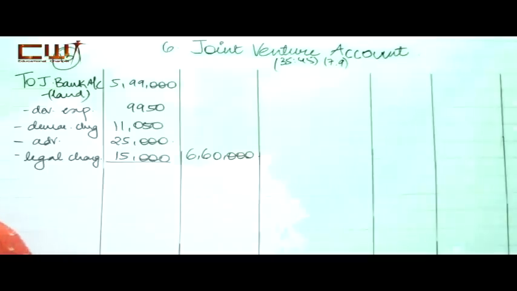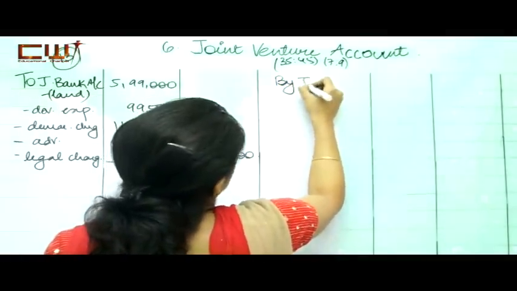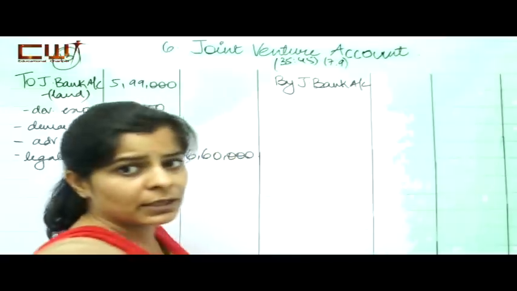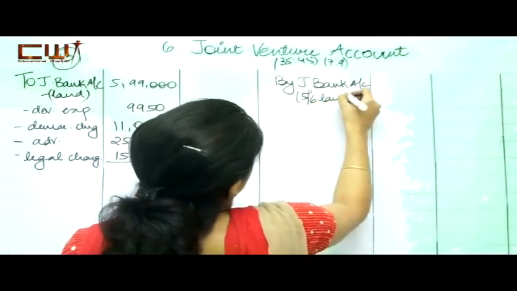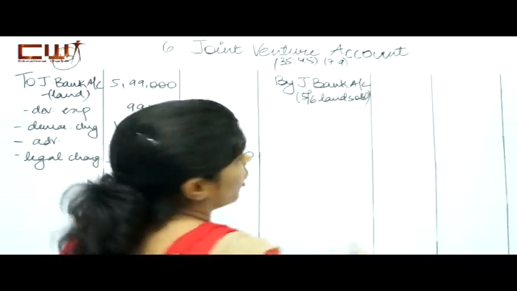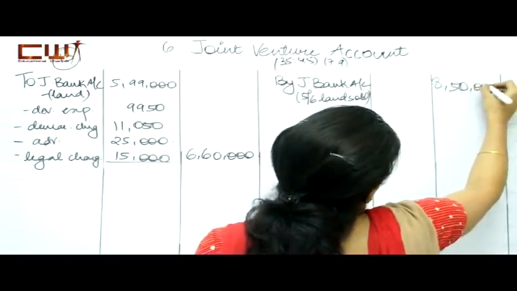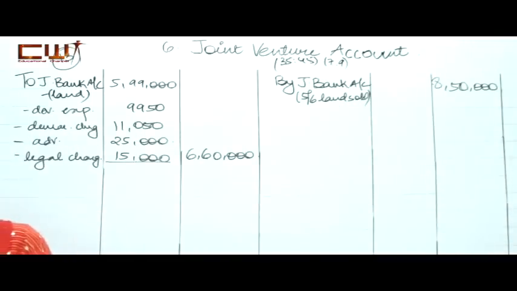Right? What next? 5/6 of the land was sold for 8,50,000. So land sold, money is coming in. So by joint bank account, how much money is coming in? 8,50,000, for 5/6 of the land sold. How much? 8,50,000.